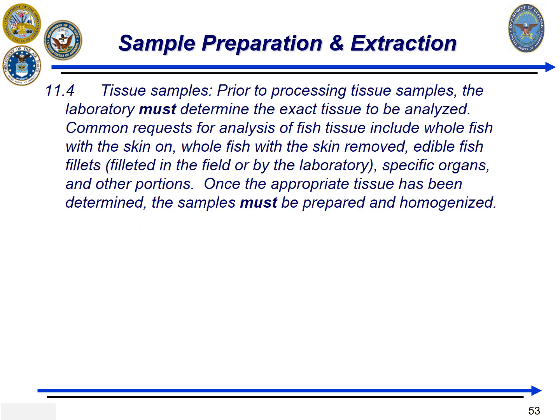So Section 11.4 basically says that the laboratory has to find out exactly how they're to process their tissue samples. This is going to be dependent on the project itself. That's all going to come from your QAPP and your requirements for your project. The section also states that the samples must be prepared and homogenized.